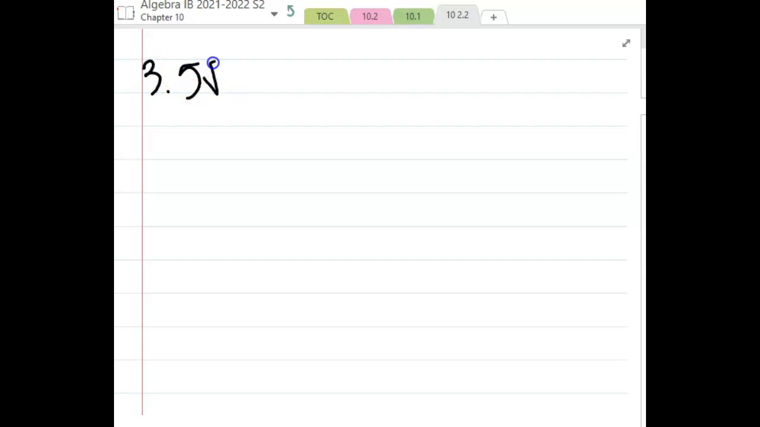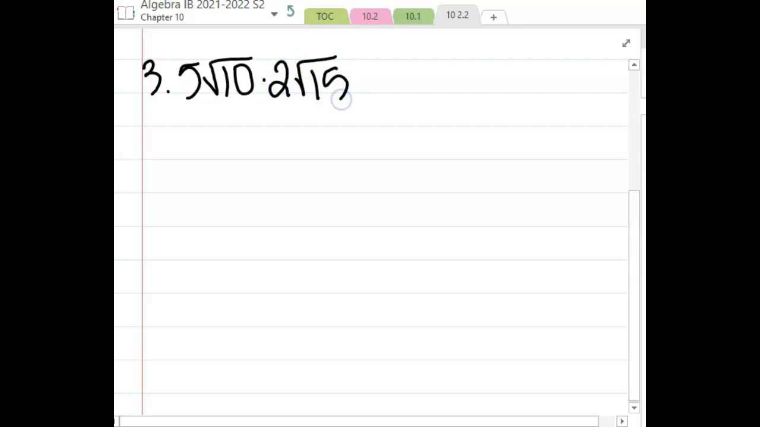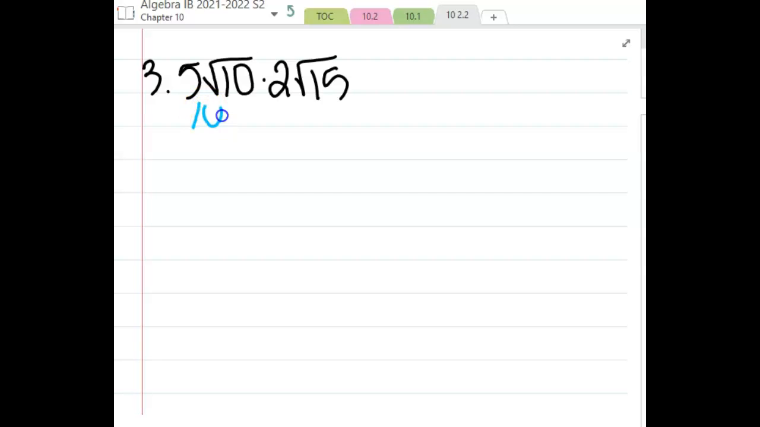Number 3 says 5 square roots of 10 times 2 square roots of 15. Now this one, the 5 and the 2, outside the radical, they're in the same place. You can multiply them together. 5 times 2 is 10, but they should stay outside the radical. The 10 and the 15 are both under the radical, so multiply them together. Keep them under the radical. 10 times 15 is 150.